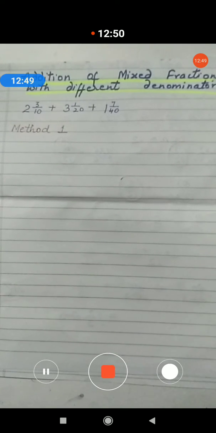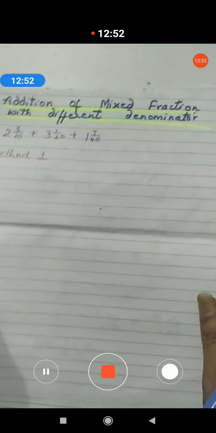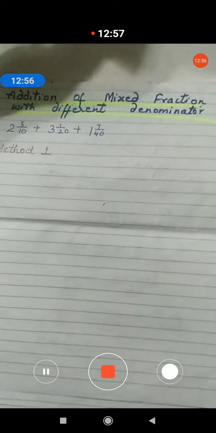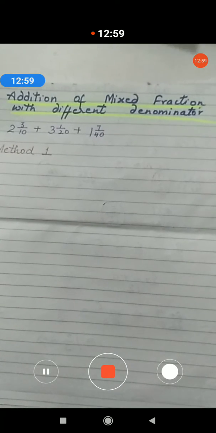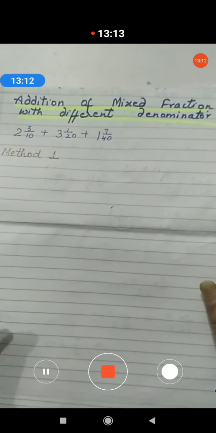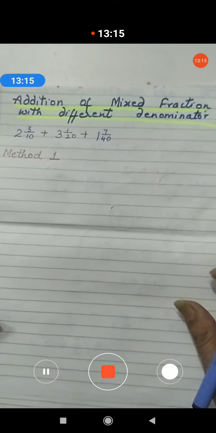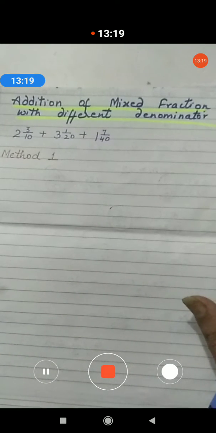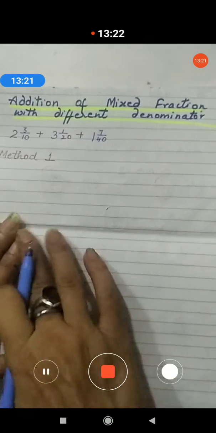Now let's come to addition of mixed fractions with different denominators. Now when the denominators are different, and we are having mixed fractions, in that case what are we going to do? Again we can have two methods for that. So let me discuss the first method.